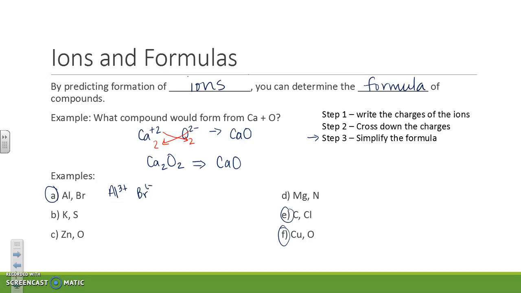All right. When we take these charges and cross them down, the 3 goes there and the 1 goes there. Rewrite this as Al1Br3. Do I need to keep the 1? No, we don't write 1s. We just say that it's implied. Do I need to keep the 3? Yes. Can I simplify these? No. If you ever have a number 1 as a subscript, you can't simplify it anymore. So the formula would be AlBr3.